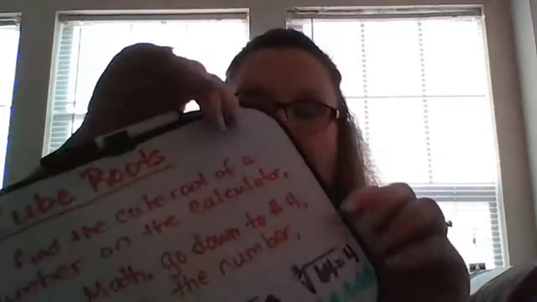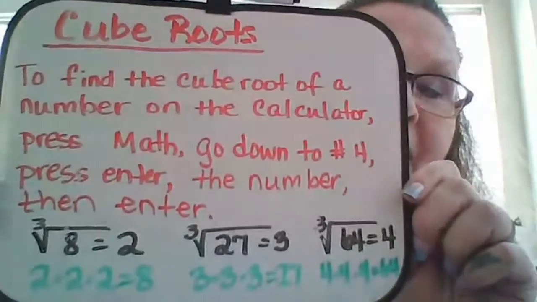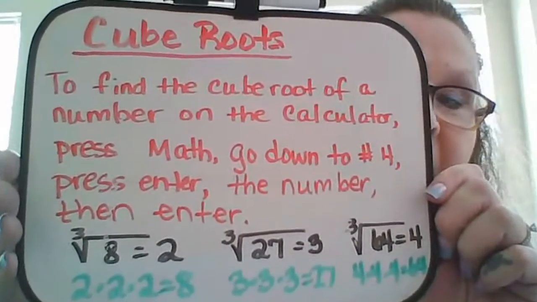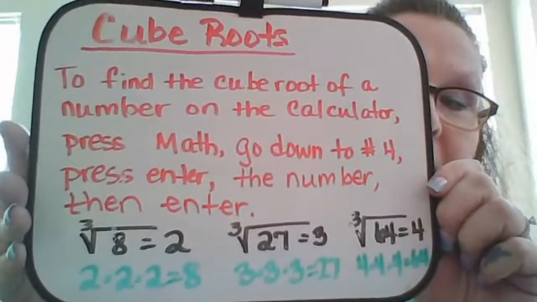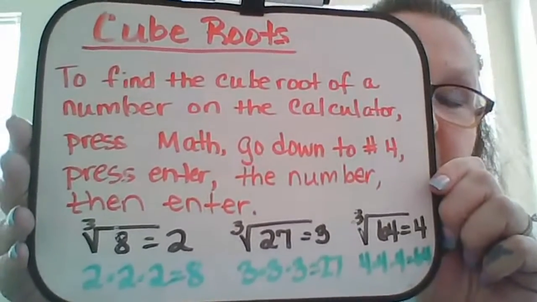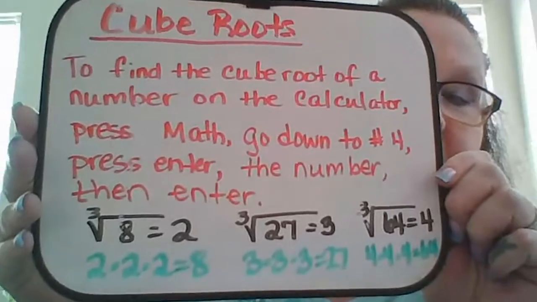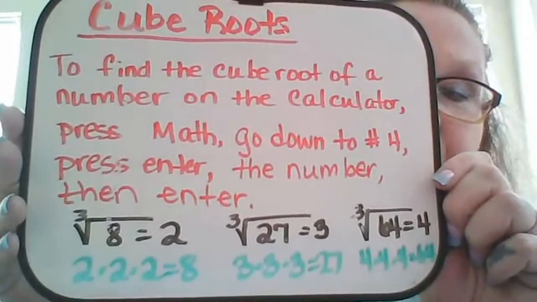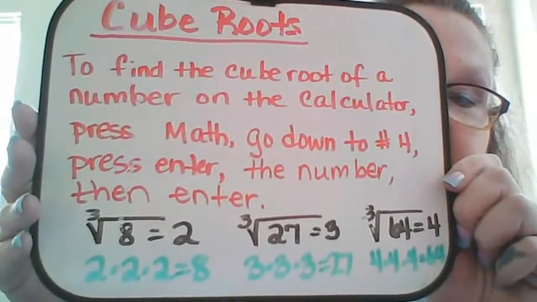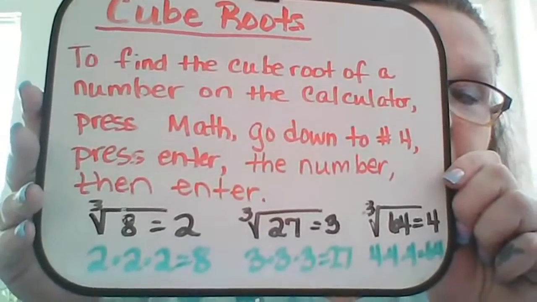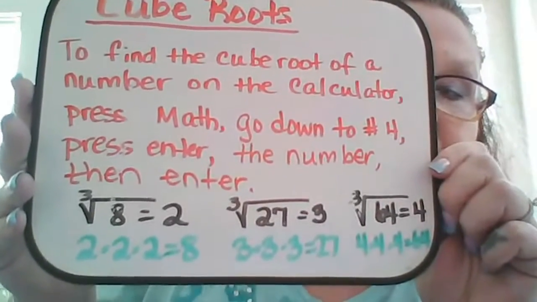Now, the cube root, if you're using the calculator to find the cube root of a number, you press math, go down to number 4, press enter, hit the number, then press enter again. Now, you see how to write cube root. You put the radical sign above the 8, just like for square root, but then you have to put the little 3 up in the corner. That little 3 means cube root.